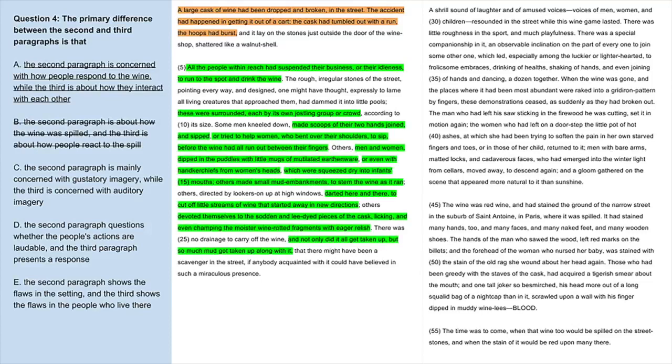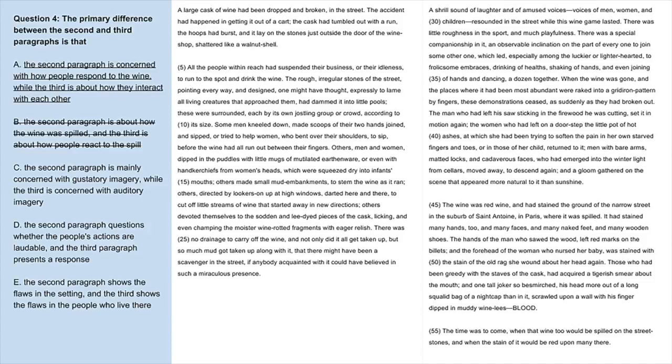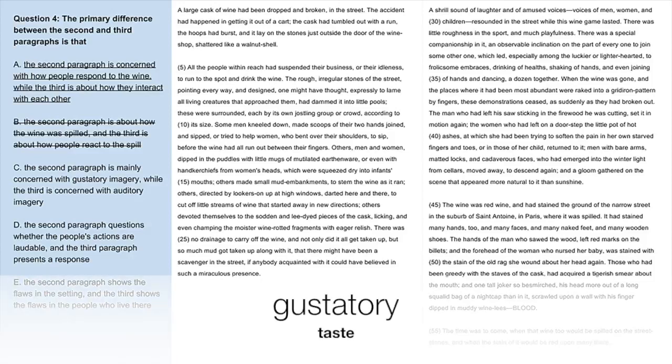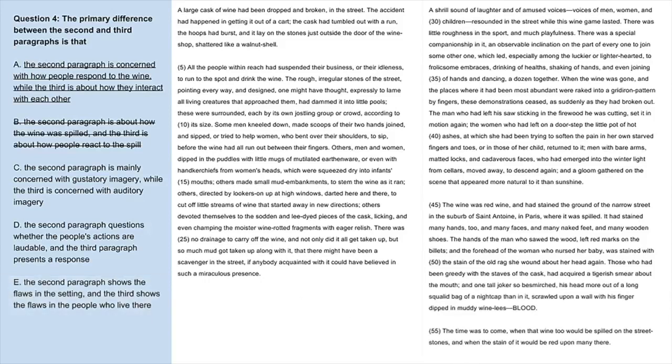so cross out B. C, the second paragraph is mainly concerned with gustatory imagery, while the third is concerned with auditory imagery. Gustatory refers to the sense of taste, and auditory refers to the sense of hearing. So if we look at the passage, we see there isn't a lot about taste in the first paragraph. We do have people chewing on the wood to get to the wine that is soaked into it, but the taste isn't described. So you can't say that the first paragraph is mainly concerned with taste imagery.